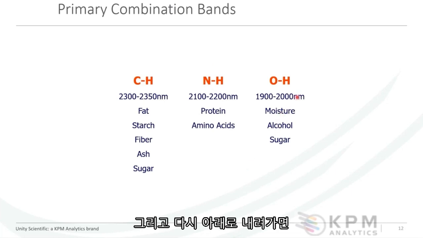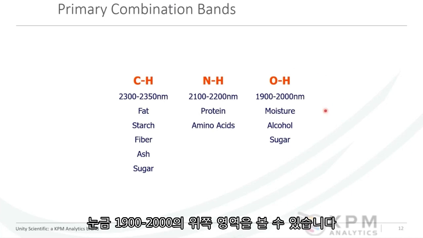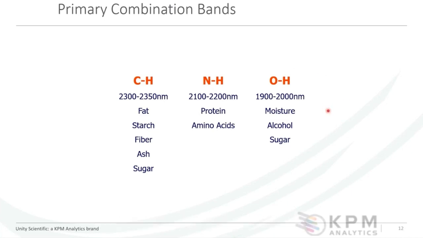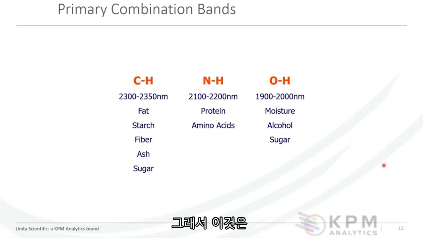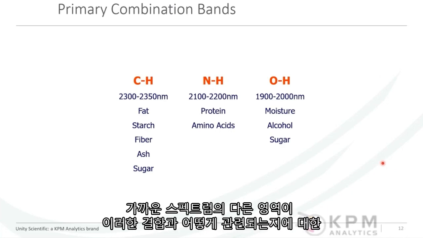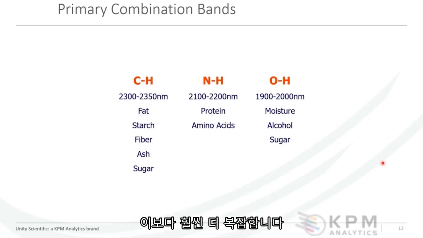And further down, again, we're just looking at the upper area of the near-infrared region. 1900 to 2000, we can see hydroxyls or OH bonds. So we're looking at moistures, alcohols, sugars, starches, polymers, things like that. So this is just an example in a very broad fashion. Again, it's much more complex than this, of how the different areas of the near-infrared spectrum relate to these bonds and to these organic compounds.